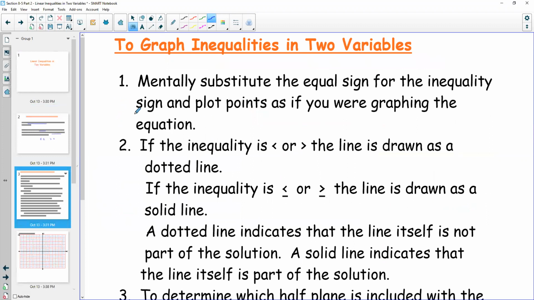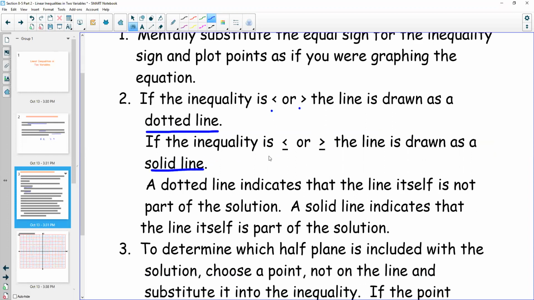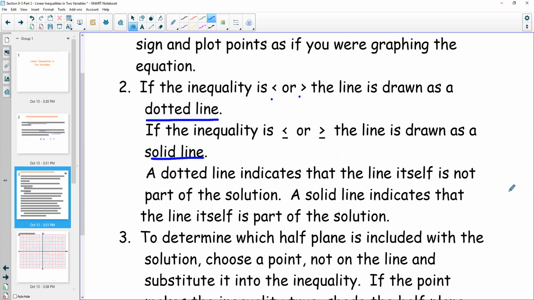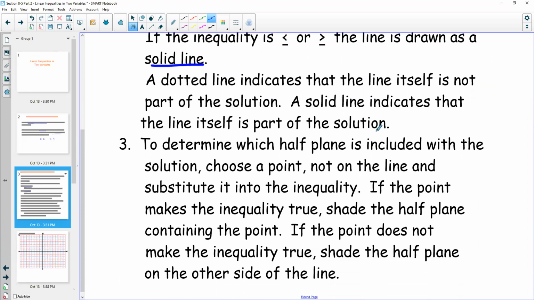So here's the process. Start by just pretending there's an equal sign. Plot the points, graph the equation. Okay? If the sign is less than or greater than, draw a dotted line. If it's equal to, draw a solid line. The dotted line indicates that the line itself is not a part of the solution. It's not equal to.